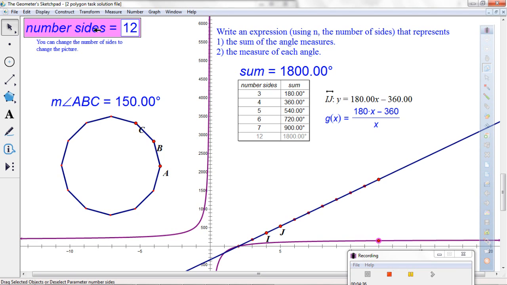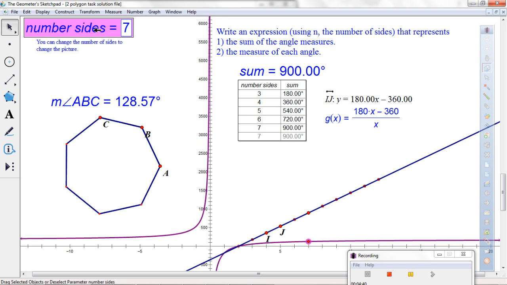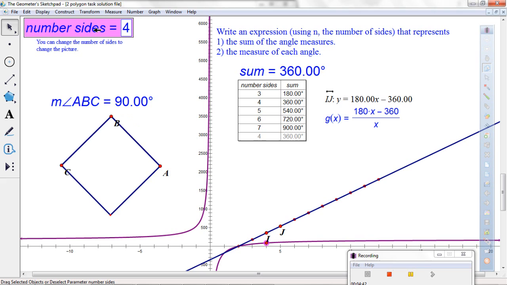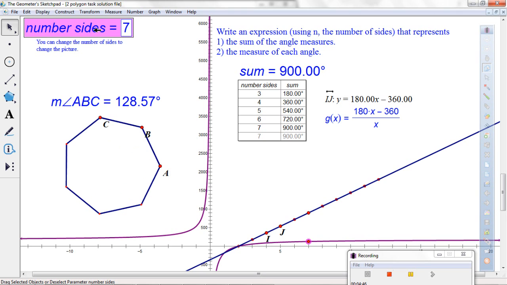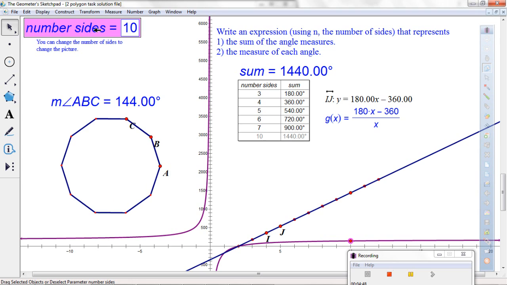So if I change my number of sides, see how my point goes right along my equation, and you can use that to demonstrate that this is the correct equation because that's where all of the points lie, right along that equation. So this gives us the sum of the angle measures, relying on the number of sides, and the measure of each angle, depending on the number of sides. So that's the end for this problem.